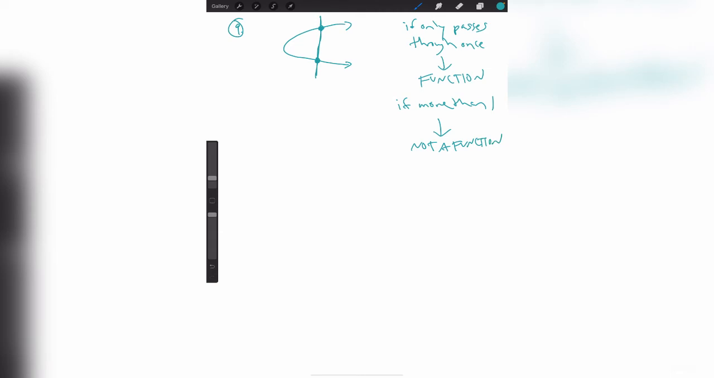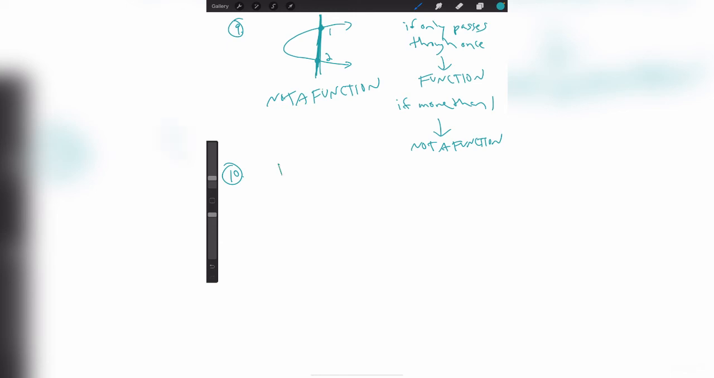Okay, so this word function is being thrown around. We're going to be talking about functions all school year. So how many times does this vertical line that I drew go through the function? It goes through 1, 2 times. So it only passed through once? No, it can't be a function. So it is not a function. And that's how you would do the vertical line test. It's as simple as just drawing a vertical line straight up and down. How many times does it pass through? If it only passes through once, it's a function. If it passes through multiple times, then it's not a function.